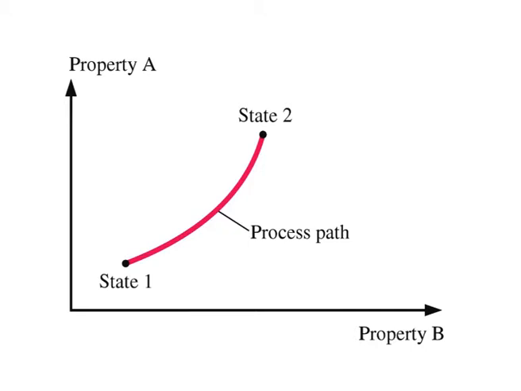When a process proceeds in such a manner that the system remains infinitesimally close to an equilibrium state at all times, it is called a quasi-static or quasi-equilibrium process. A quasi-equilibrium process can be viewed as a sufficiently slow process that allows the system to adjust itself internally so that properties in one part of the system do not change any faster than those at other parts.